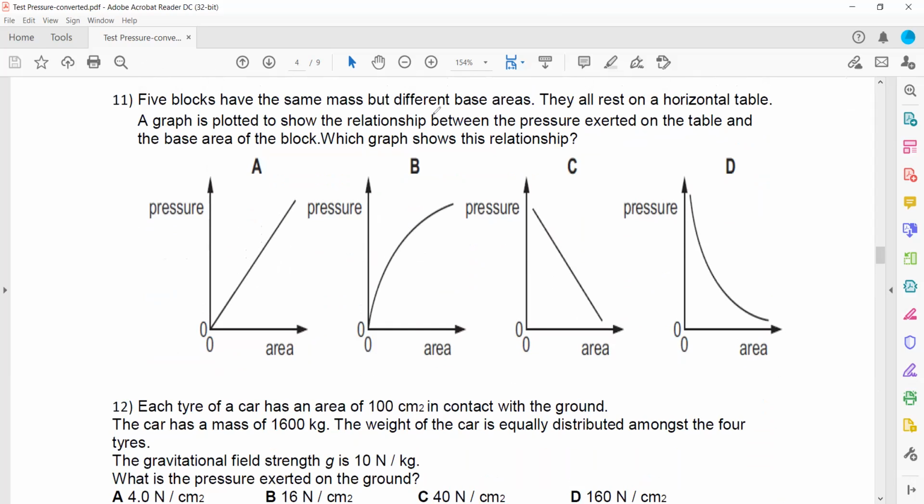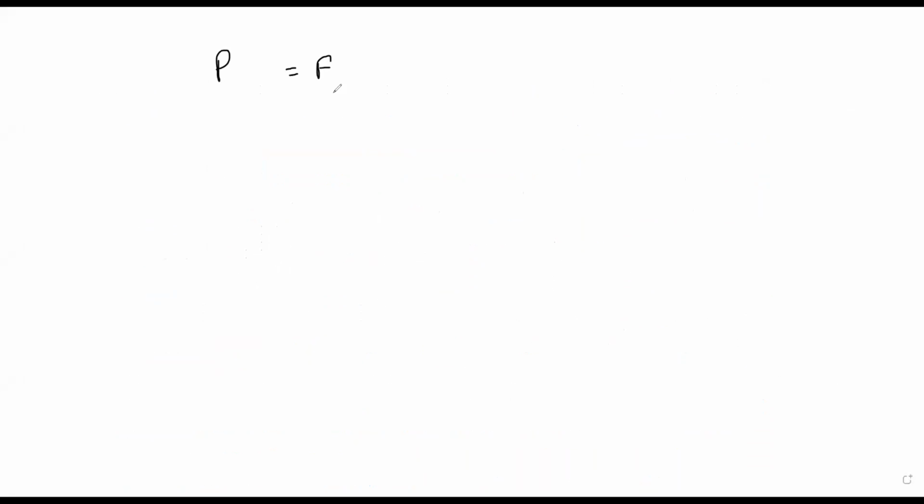Five blocks have the same mass, but they have different areas. A graph is plotted to show a relation. Because we know the relation between them, we have the formula: pressure is equal to force acting on unit area. So between force and pressure, they are directly proportional.